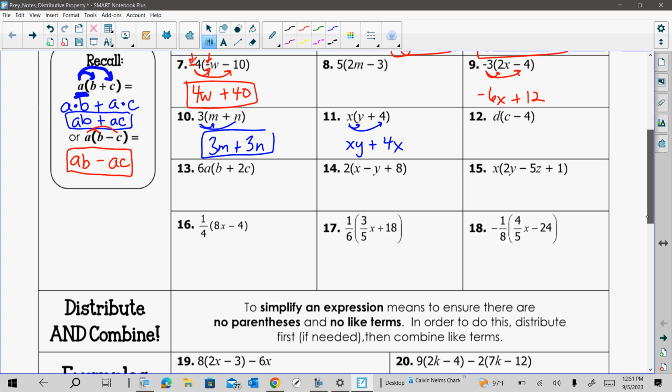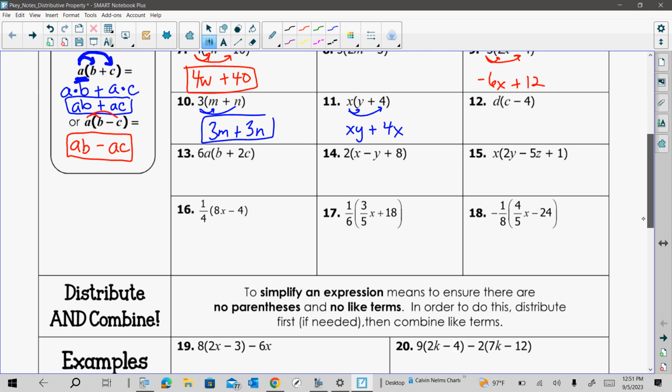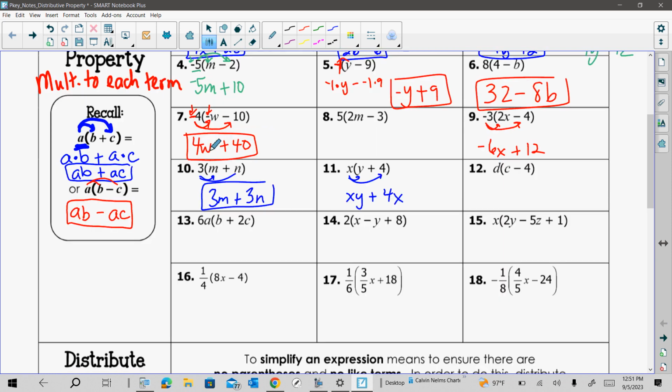Now, if you have variables with coefficients, numbers still get multiplied together. So 6a is getting multiplied by that b, so that's just 6ab. But 6a times 2c, the 6 and the 2 still get multiplied together. So plus 12ac, yes. You have to write down both variables.